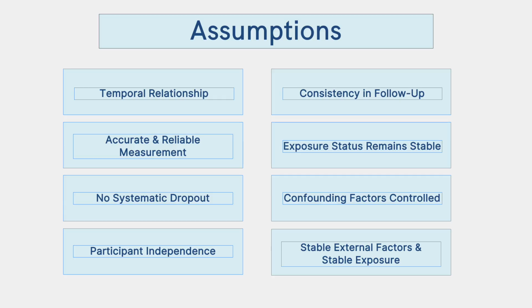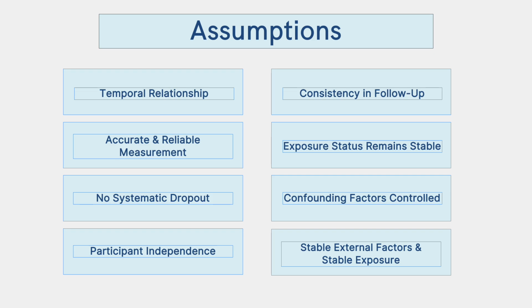First, the cause or intervention must happen before the outcome, establishing a clear temporal relationship. Second, participants should be followed consistently over time using the same methods to ensure reliable comparisons. Measurements need to be accurate and reliable to truly affect what we want to study. Exposure status should remain stable. Participants in the intervention should continue receiving it, and comparison groups should not receive similar treatments.